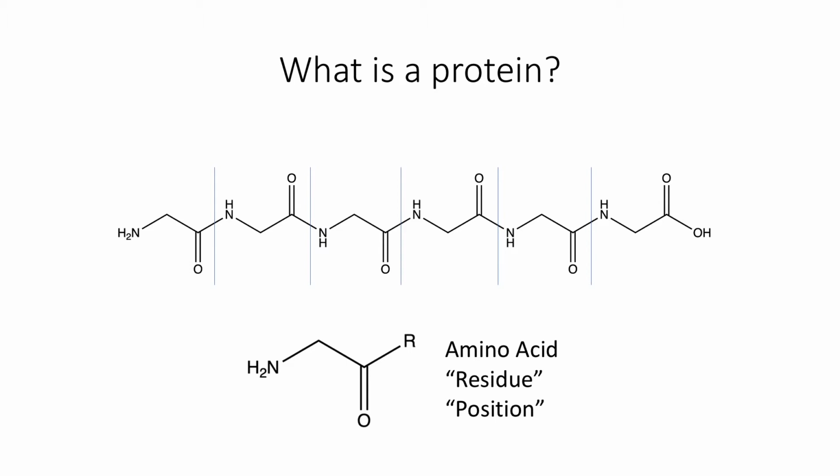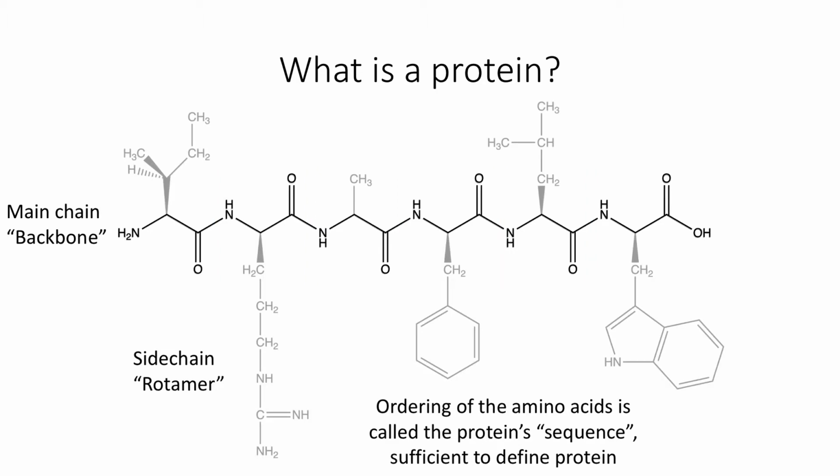For proteins, the unit that's being repeated is an amino acid. We also call these residues or positions of the protein. When you create this chain of amino acids, we call this the main chain or the backbone of the protein. And then branching off of this main chain, there are side chains. We'll also use the term rotamer to refer to these side chains later.